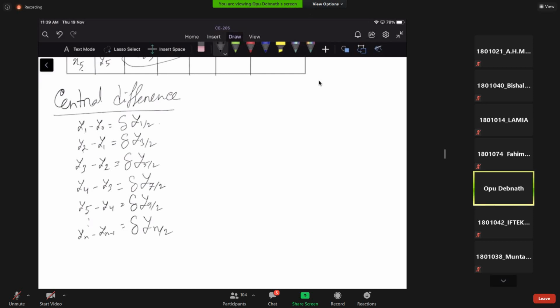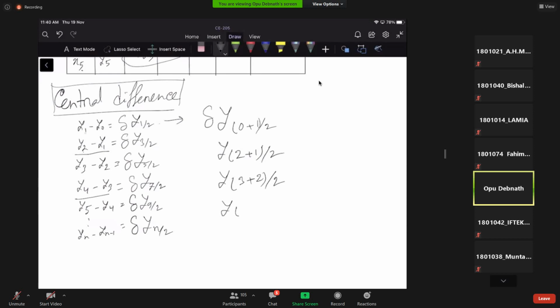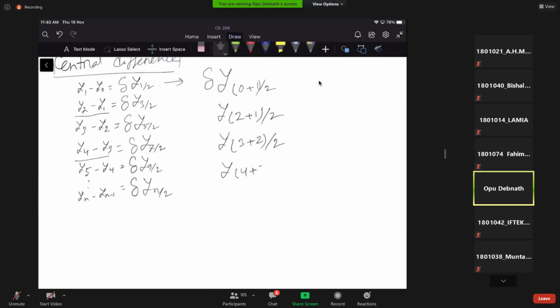Okay, in this specific case, for the central difference the operator will be small delta, delta y. So you are subtracting here y1 and y0, that means the suffix is 0 plus 1 divided by 2. And for the second case, y2 and y1, so the suffix will be 2 plus 1 divided by 2. For the next one, y3 and y2, so 3 plus 2 divided by 2. Next one, y4 and y3, so the suffix will be 4 plus 3 divided by 2. Okay, I think it's clear now.